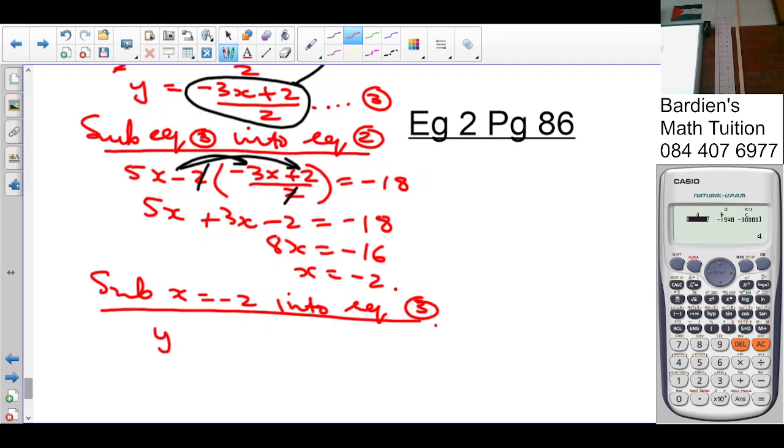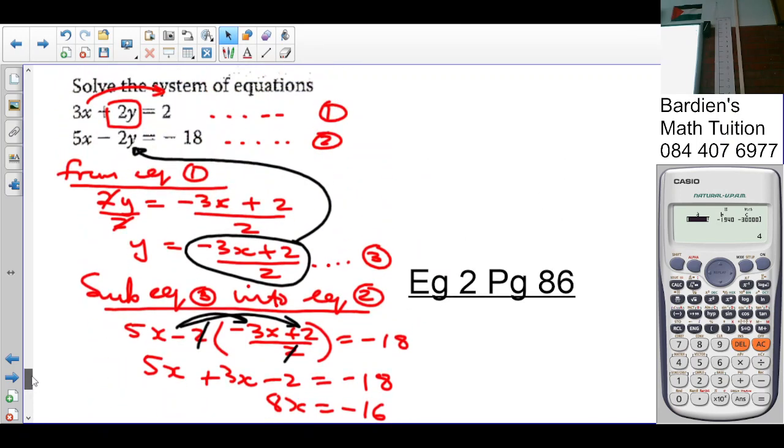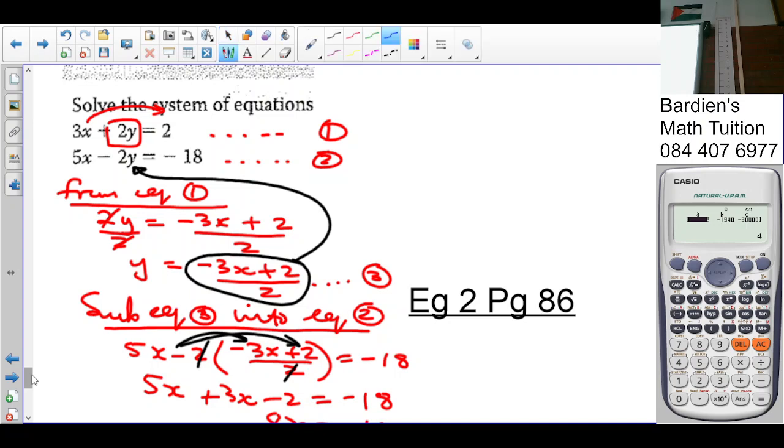So what do we have? y is equal to negative 3 times negative 2 plus 2, over 2. So this is positive 6 here. What's positive 6 plus 2? 8. And 8 divided by 2 is 4. And we can test it: if x is negative 2 and y is 4, we can see here it's 3 times x, which is negative 2, plus 2 times 4. That's going to be negative 6 plus 8, which is 2, which makes that good.